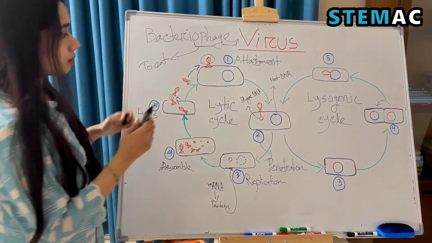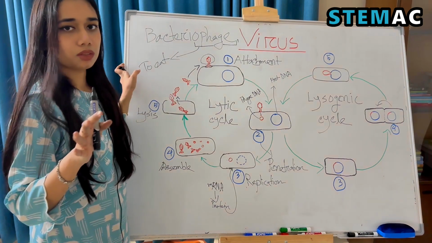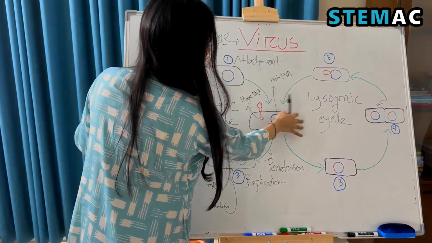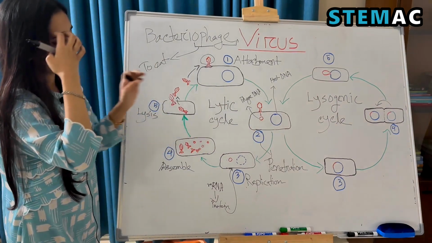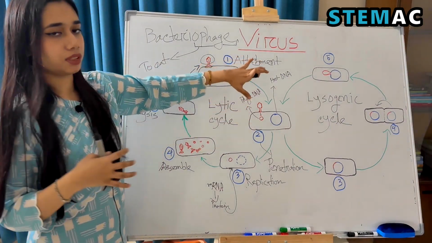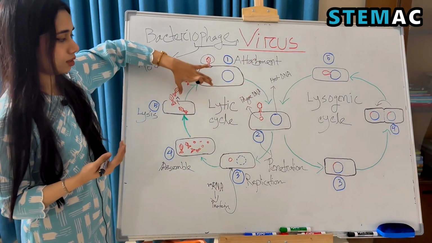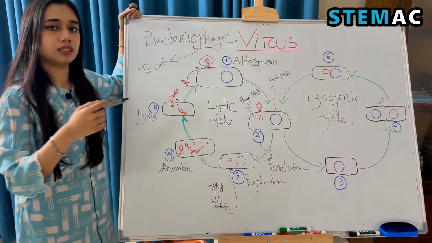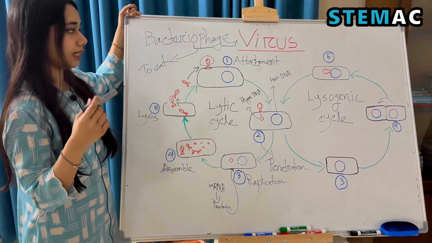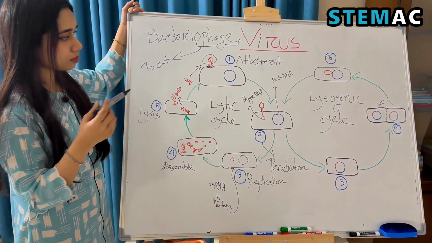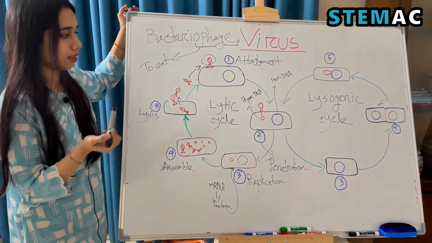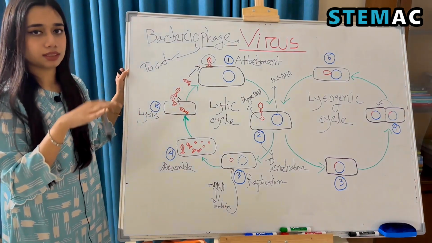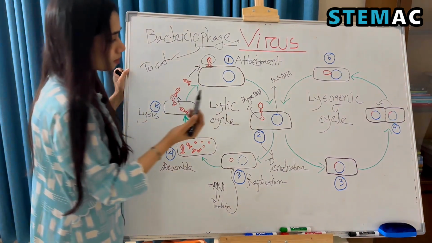And then we have another cycle which is called the lysogenic cycle. In the case of the lysogenic cycle, the first two steps are basically the same as the lytic cycle. In the first step, attachment takes place. The bacteriophage attaches itself to the host bacteria, and then it will insert or penetrate its genetic material inside of the bacterial cell.